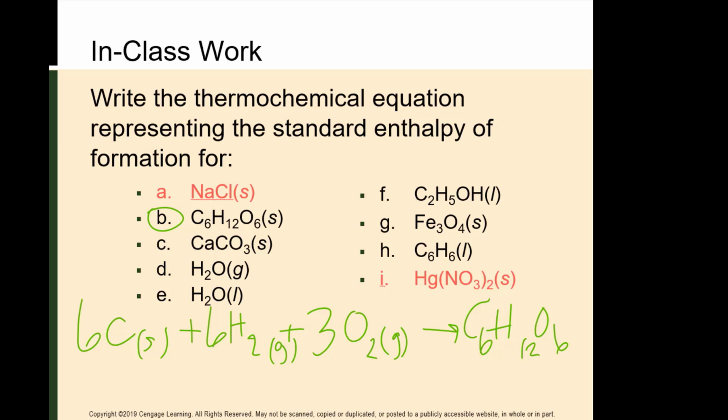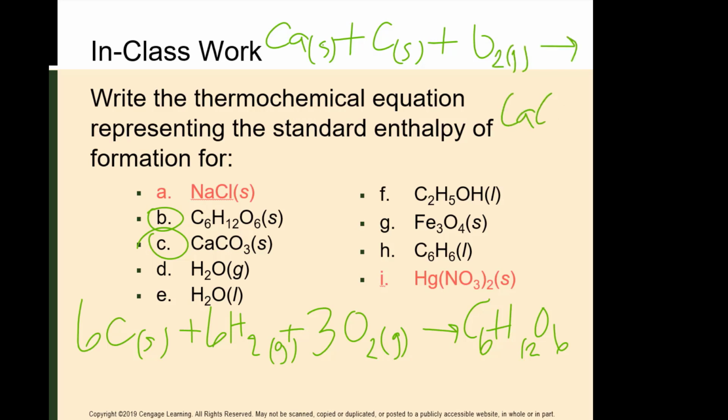The second thermochemical equation we'll write, letter C, calcium carbonate. Calcium in its standard state is solid, plus carbon in its standard state is solid, plus oxygen is O2, gas, creates CaCO3. So I need 1 calcium, 1 carbon, and 3 oxygens. To get 3 oxygens from O2, 3 halves, right? 3 times 2 is 6 divided by 2 is 3. There we go. So again, we were forming 1 mole of calcium carbonate.